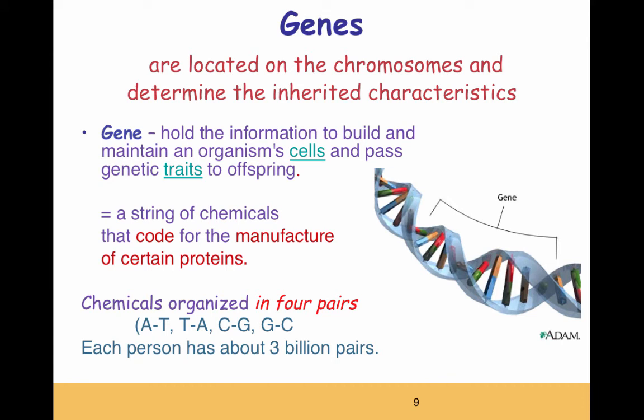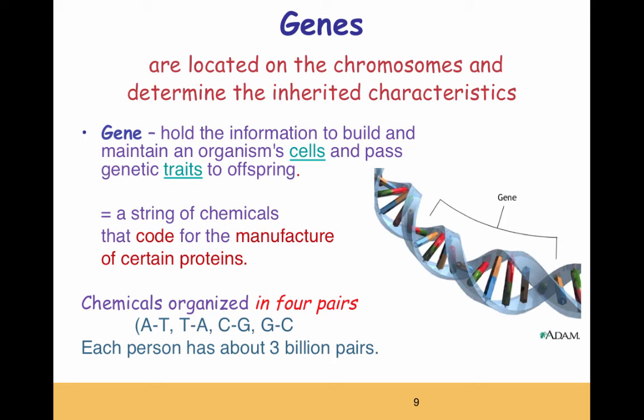So genes are located on the chromosomes and determine the inherited characteristics that make us us. Okay? So genes hold the information to build and maintain an organism's cells and pass genetic traits to offspring. Those genes, here's a great picture. So you see this spiral. That's actually the structure of DNA. The bases bind to each other, and then the string of those bases twists up into a helix. Okay? It helps to scrunch things up a little bit.